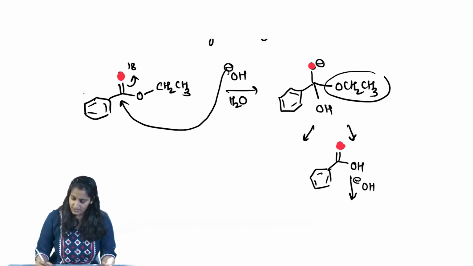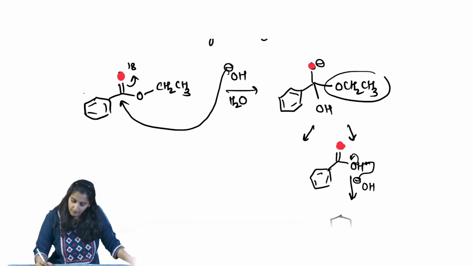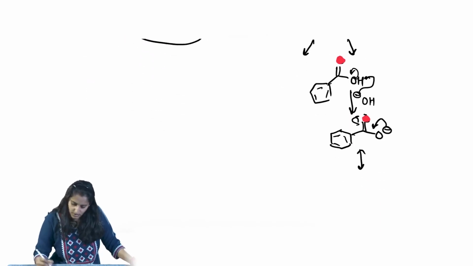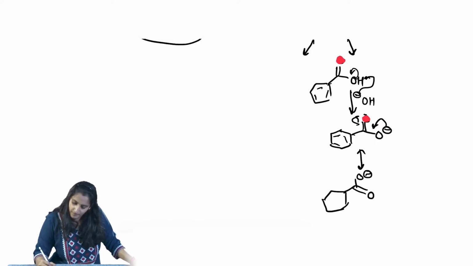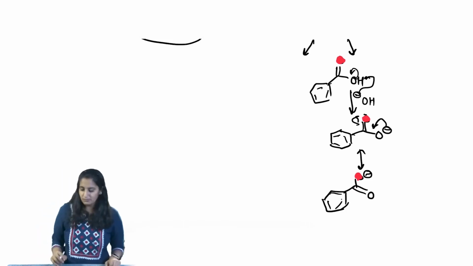Now, we are in strong basic conditions again. So, the particular acid that you have formed is quickly going to react to form the corresponding conjugate base, and this conjugate base is going to have a resonance structure that looks like this. Now, remember, you have moved the position of the O18 label from the carbonyl end to the non-carbonyl oxygen. Okay. So, that is one possibility.